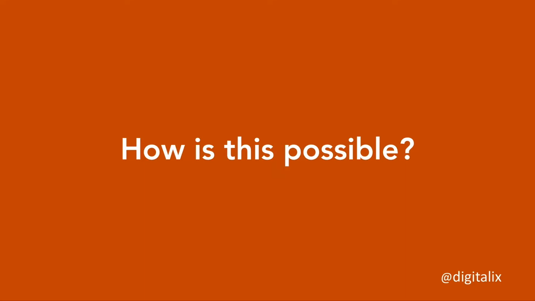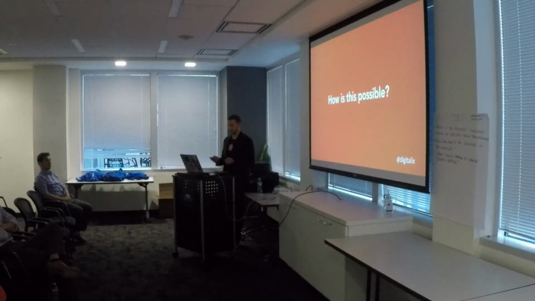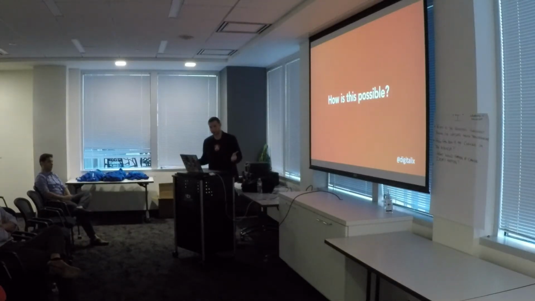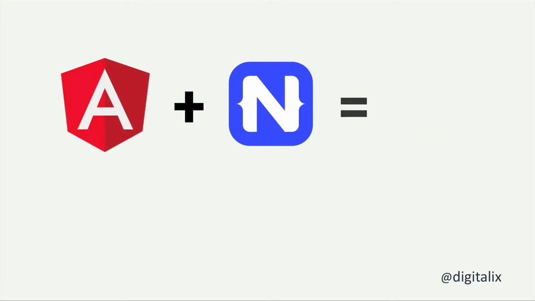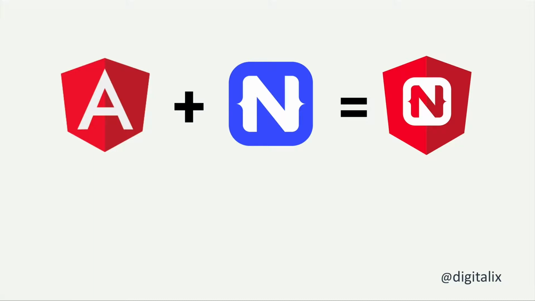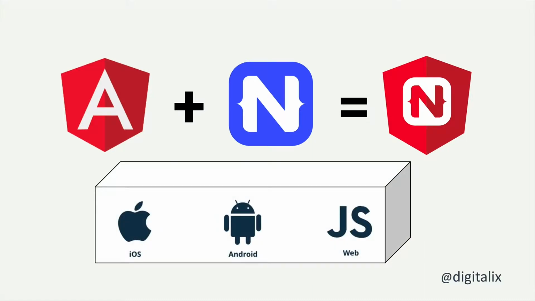Next question is, how is this possible? Is it possible to create an app for all platforms while reusing as much code as possible and still get great native performance on the mobile apps? Well, yes, it is possible. That's why we're here, right? So to accomplish code sharing, we use Angular together with NativeScript. Angular provides the web piece and the code sharing friendly architecture, while NativeScript gives us the building blocks to cover iOS and Android.